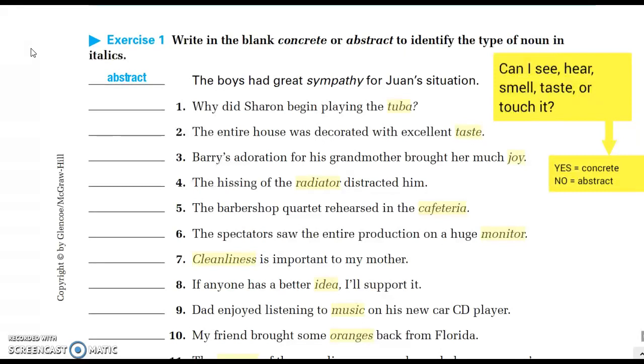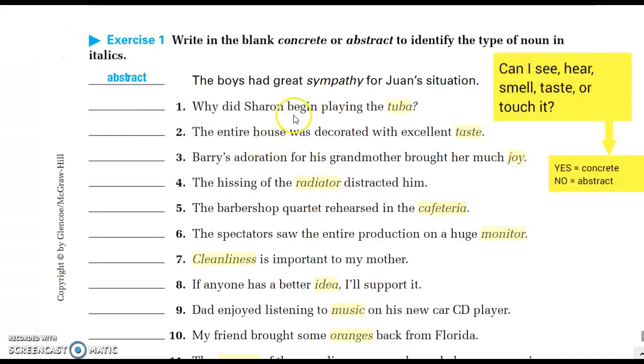So, in order to figure out if it's concrete or abstract, ask yourself the question highlighted on the screen in yellow. Can I see, hear, smell, taste, or touch it? If you can, it's a concrete noun. If you can't, it's an abstract noun. So, we know that we can't see, hear, smell, taste, or touch sympathy, so it is an abstract noun. Let's do some of them together.